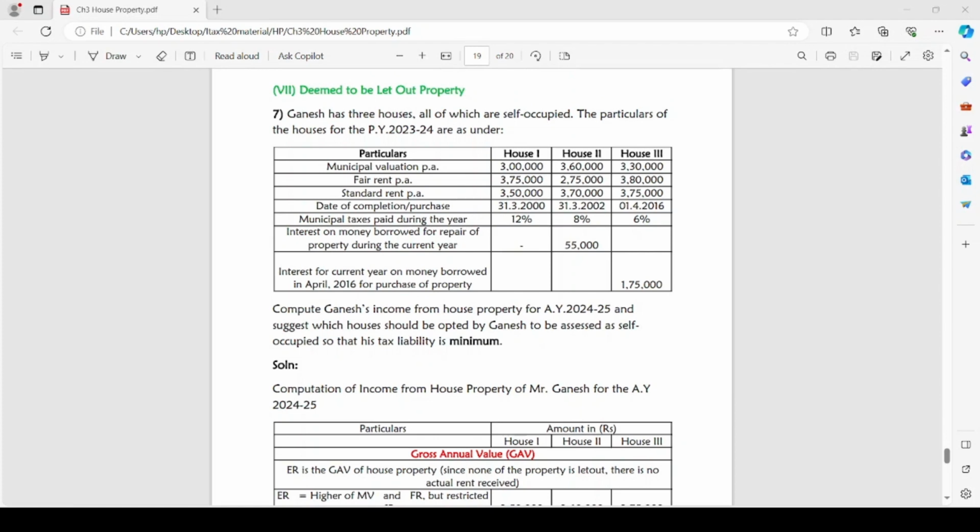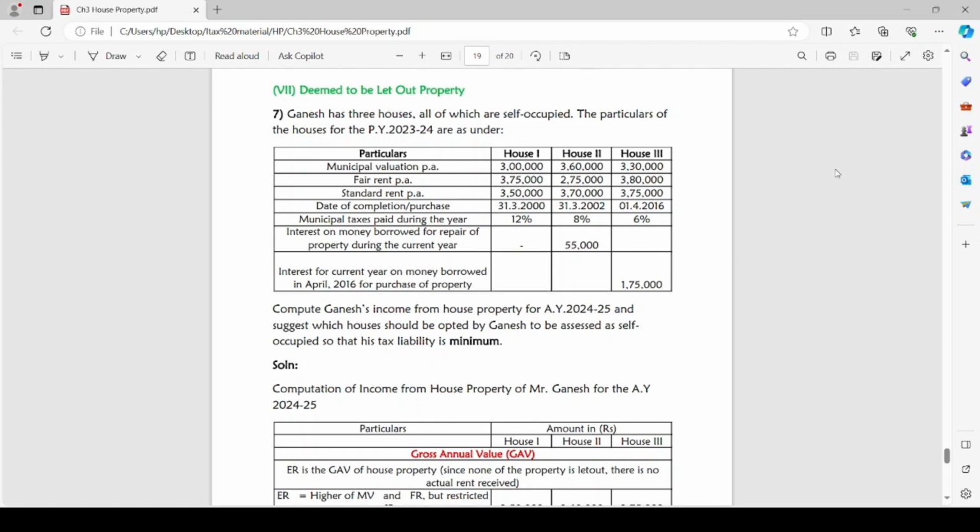Heading for the next case: deemed to be let out house property. Ganesh has 3 houses, all of which are self-occupied. That means here Mr. Ganesh is holding 3 properties and none of the property has been given for rent. The particulars of the houses for the previous year 2023-24 are as under.